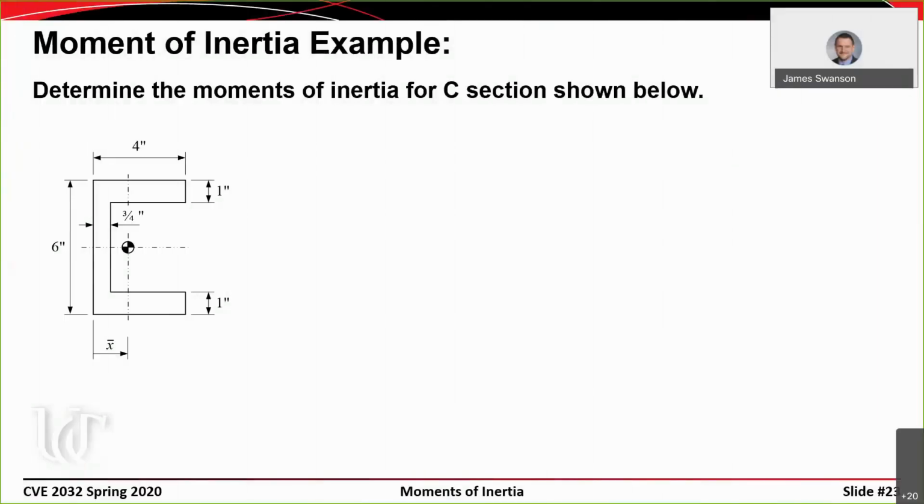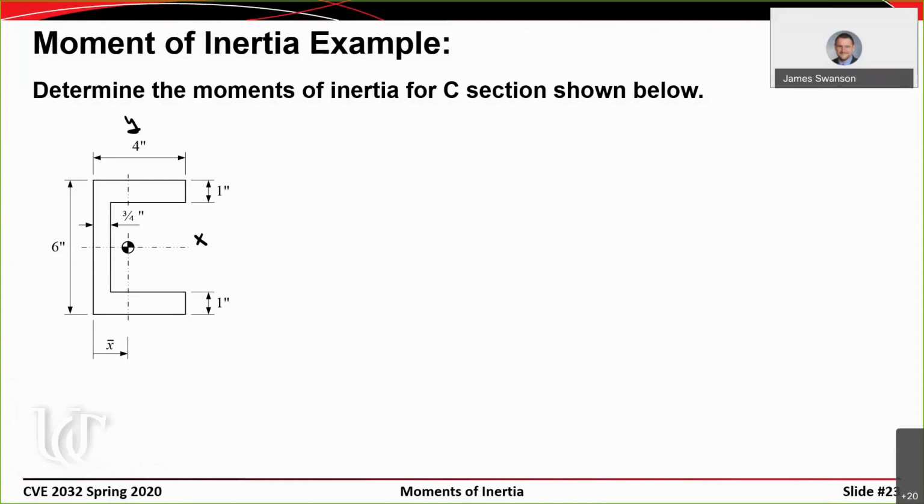We have a channel section. Determine the moments of inertia for the C section shown below. And we have a couple of different axes that are given here. Let me go ahead and draw these in. This is going to be the x-axis here, and this is going to be the y-axis there.